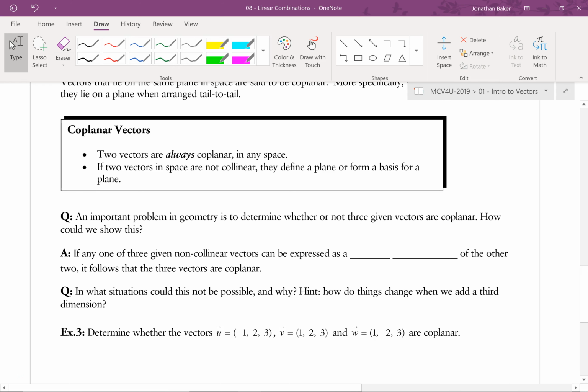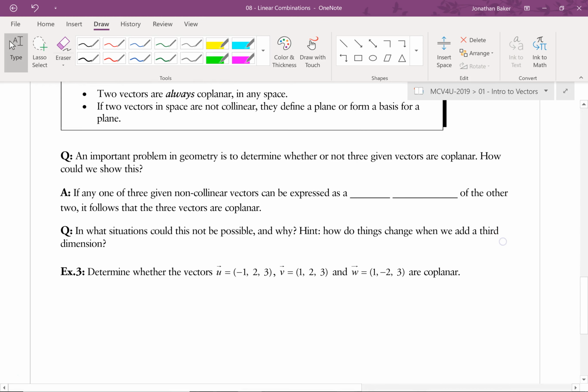So that brings us to the question of whether or not 3 are coplanar. And this is a problem in geometry we see. How can we determine whether or not 3 given vectors are coplanar? How can we show this? Well, pause the video here for a moment and think about this.